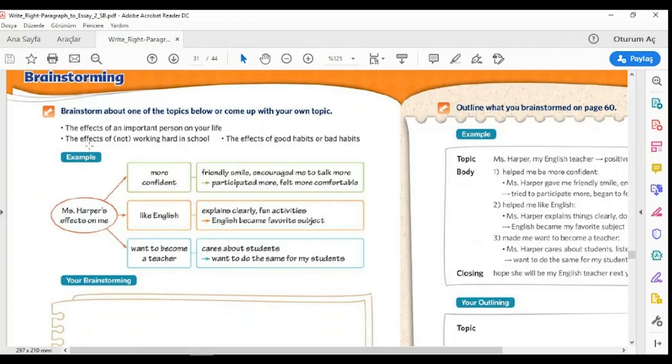The second, if you don't want to talk about an important person, you can then write about the effects of working hard in school, or you can write about the effects of not working hard in school. Then your third option is the effects of good habits or the effects of bad habits. If you like, you can write both together in one paragraph, the effects of good and bad habits. That's right. If you don't like any of these three options, you can choose your own topic.